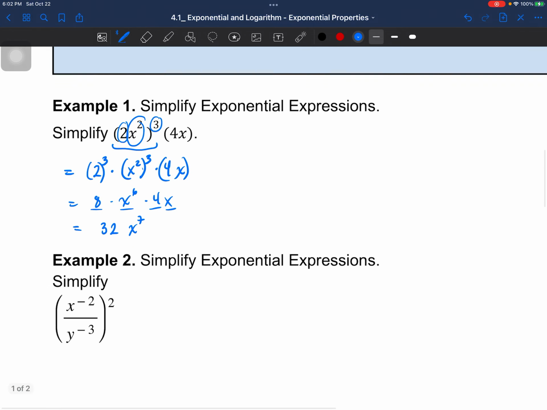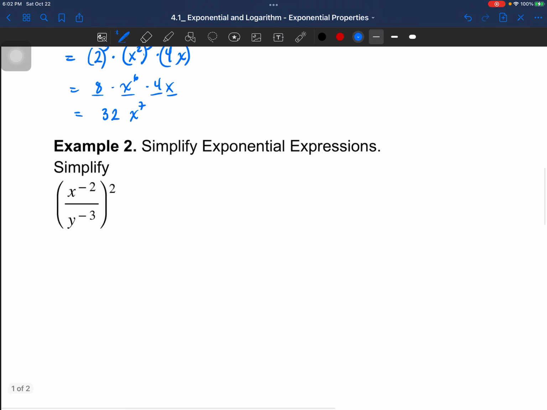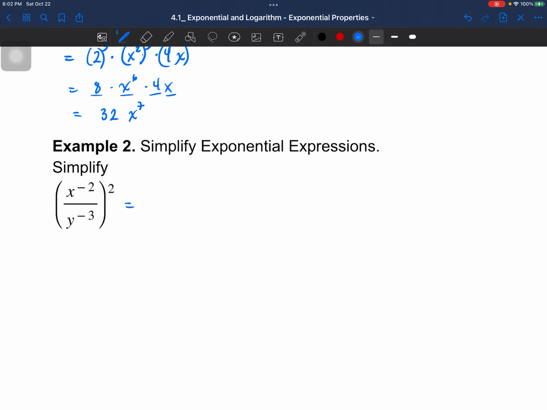x to the 6 times x. Remember that goes back to multiplying the same variable. We add the powers, right? So that gives us x to the 7, and that's it for that.